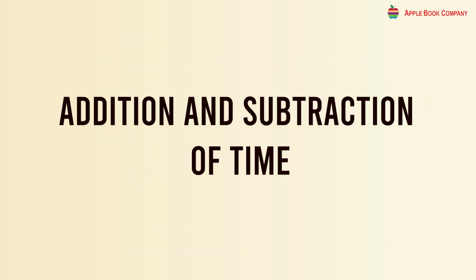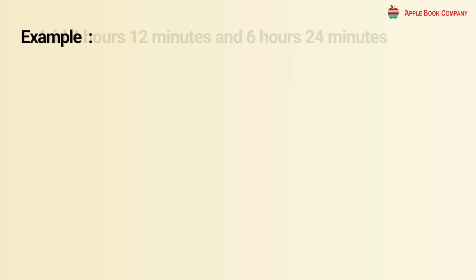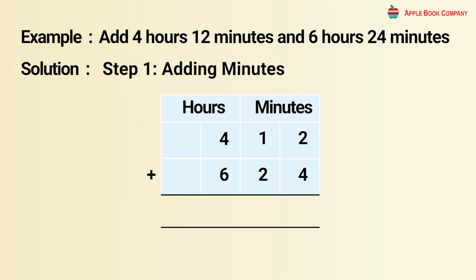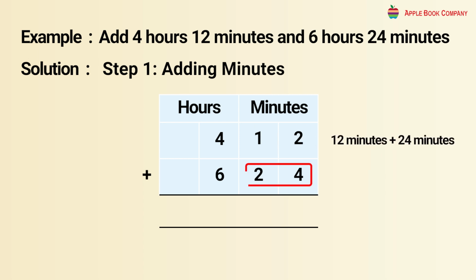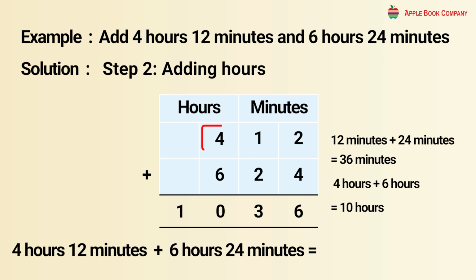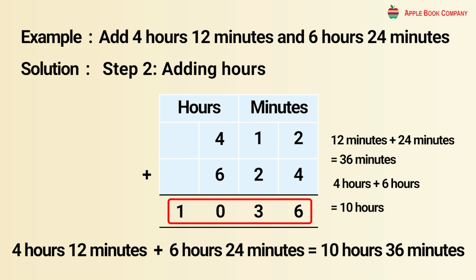Addition and subtraction of time. Example, add 4 hours 12 minutes and 6 hours 24 minutes. Solution. Step 1. Adding minutes. 12 minutes plus 24 minutes equals 36 minutes. Write 36 under minutes column. Step 2. Adding hours. 4 hours plus 6 hours equals 10 hours. Write 10 under hours column. Therefore, 4 hours 12 minutes plus 6 hours 24 minutes equals 10 hours 36 minutes.